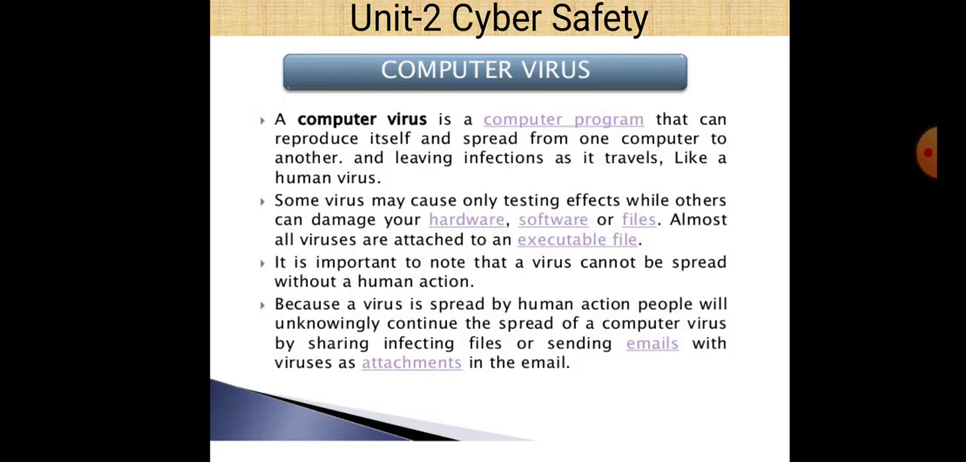So a computer virus is a computer program that can reproduce itself and spread from one computer to another, leaving infection as it travels like a human virus. The second important thing, which is the shortest definition of a computer virus, is that viruses are self-executing programs. It means they execute themselves without taking permission from the user. Viruses are nothing but self-executing programs, and they can damage files. They can reproduce and replicate themselves. So this is the definition of the virus. Some viruses may cause only annoying effects, while others can damage your hardware, software, or even files. Almost all viruses are attached to executable files.